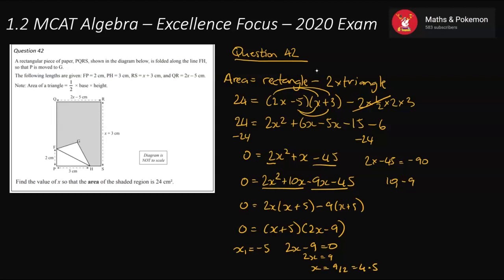So I've got my two solutions, x1 and x2. I just need to think, are any of them false solutions? And in this case, x1 would be a false solution. And that's because if we put x1 into this one here, negative 5 plus 3 is negative 2. A side of a rectangle can't be a negative dimension. So x plus 3 can't be negative, which means x can't be equal to negative 5. Therefore, in our case, x is equal to 4.5 centimeters.